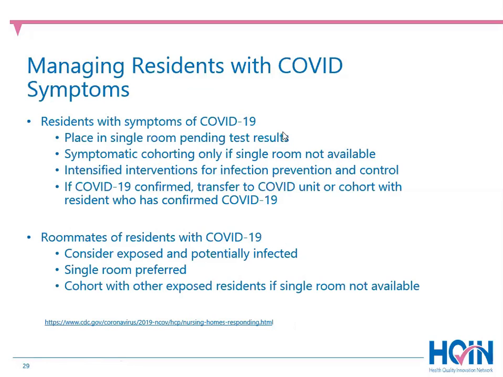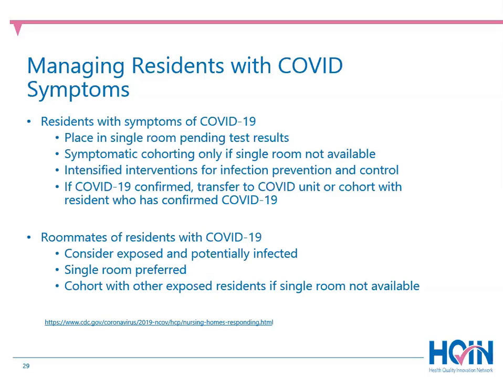Keeping the resident and the family informed of the cohorting process is the first step in managing a resident with COVID-19 symptoms. Residents in the facility who develop symptoms consistent with COVID-19 should be prioritized for testing and moved to a single room pending results of that testing. They should not be placed in a room with a new admission, nor should they be moved to the COVID care unit until they are confirmed to have COVID-19 by testing.